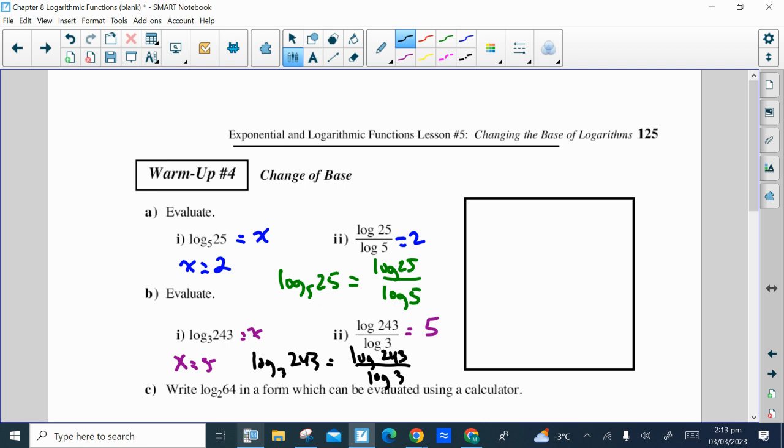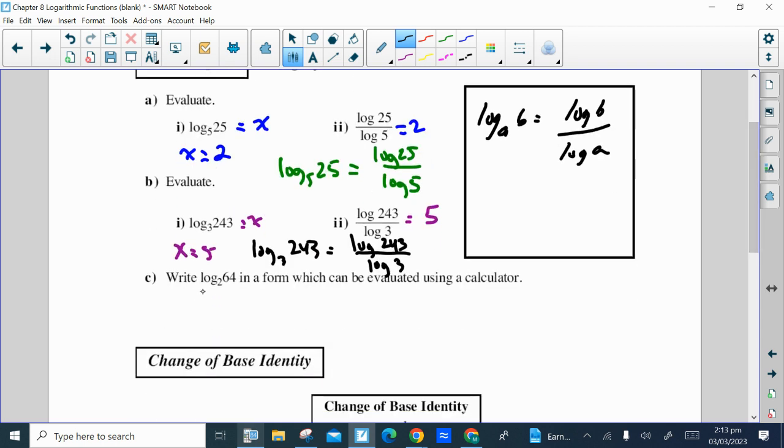So this tells us the change of base identity, right? Log base 5 of 25 is the same as log of 25 divided by log 5. Log base 3 of 243 is the same as log of 243 over log 3. So if we have log base A of B, that can be written as log B over log A. That's what it means. That is what's known as the change of base identity.